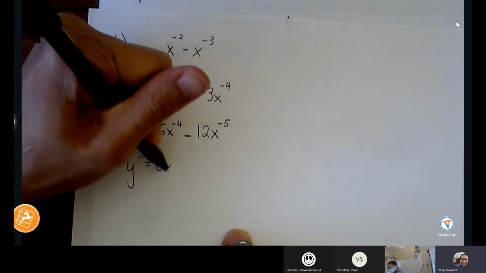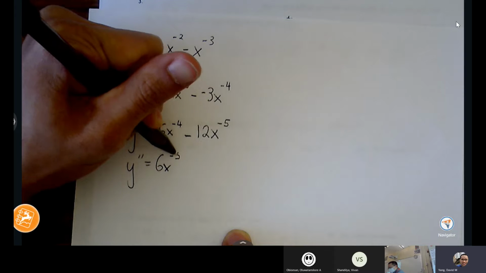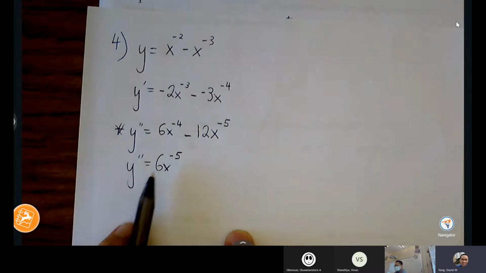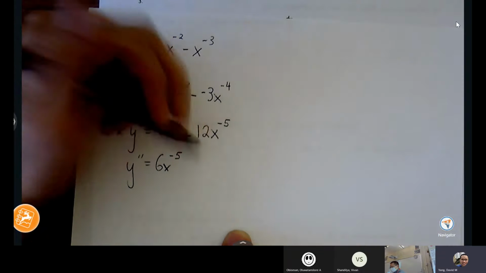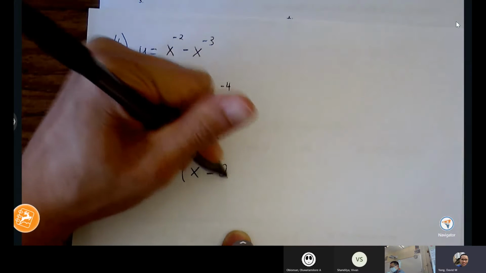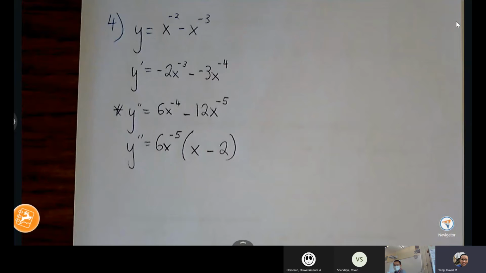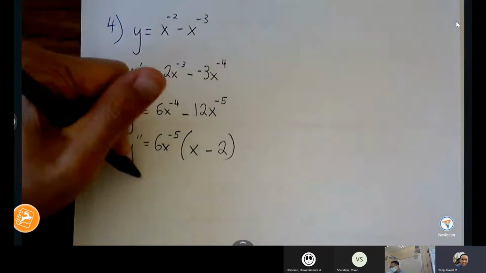So 6x to the negative 5. So I'm left with x minus 2. Yeah, that works. Set both equal to 0.